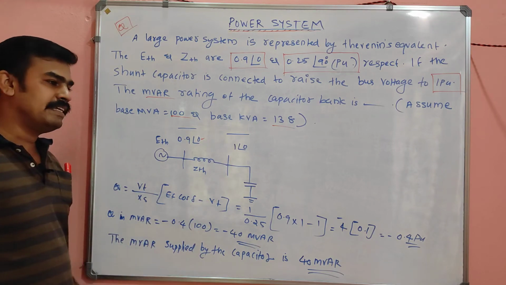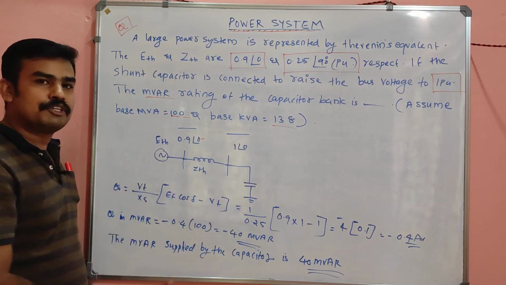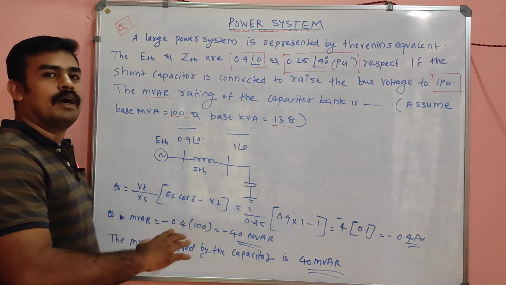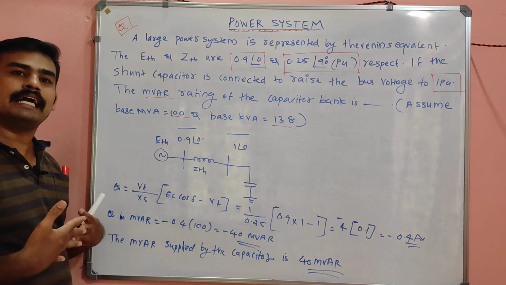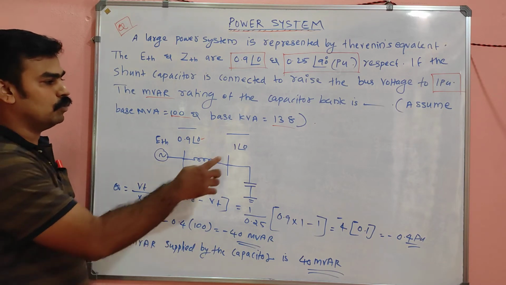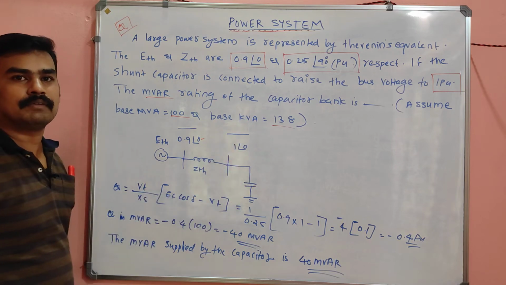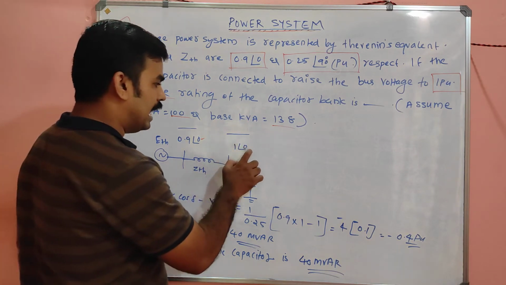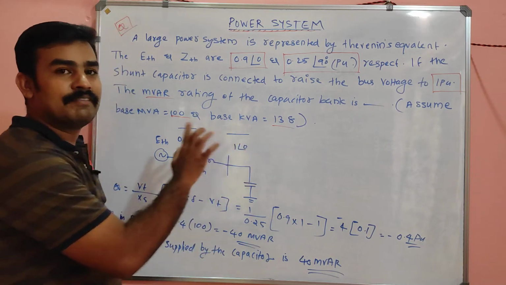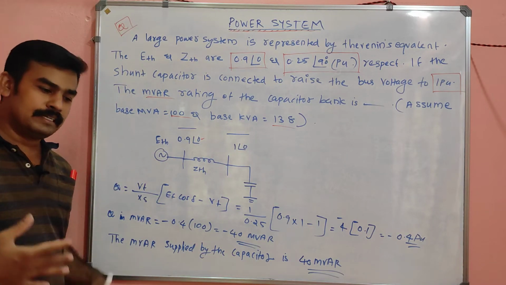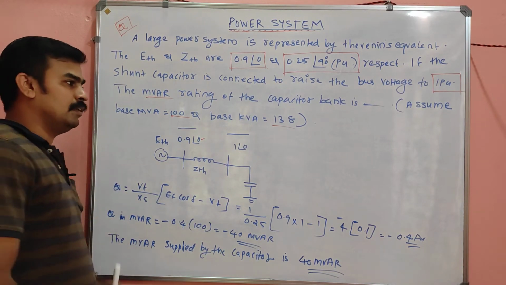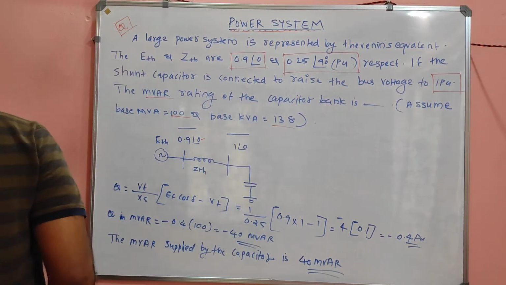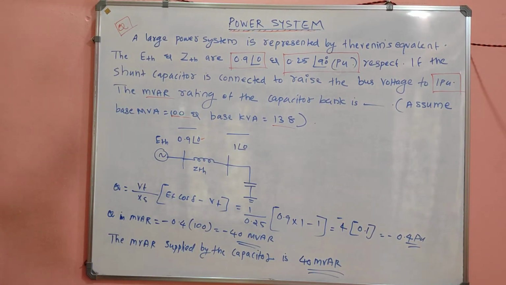Or in other words, the capacitor should provide this much reactive power. Then only the system will compensate for that inductive effect and make the voltage 1 angle 0. I mean the angle is 0, my dear. Angle is 0 means there will not be any load angle, so that should be compensated. That is the meaning. So that is the answer for the question. Okay.